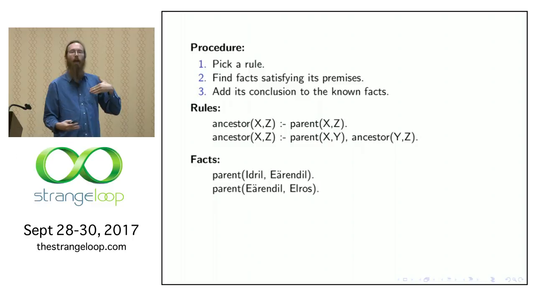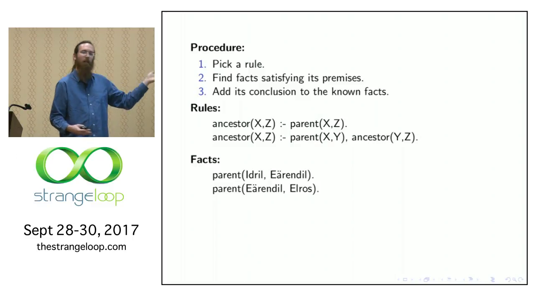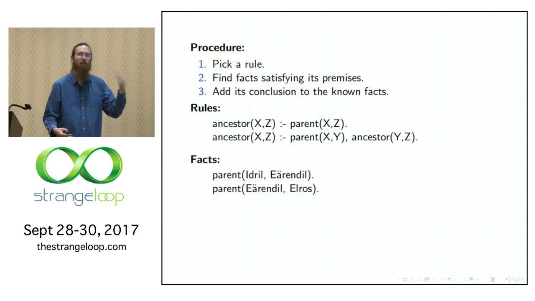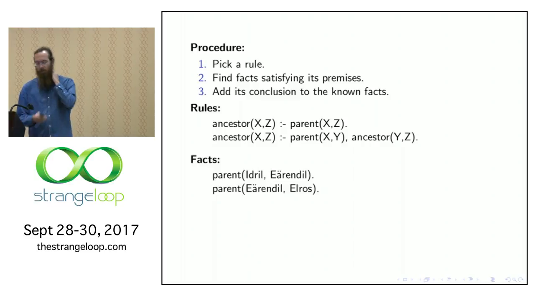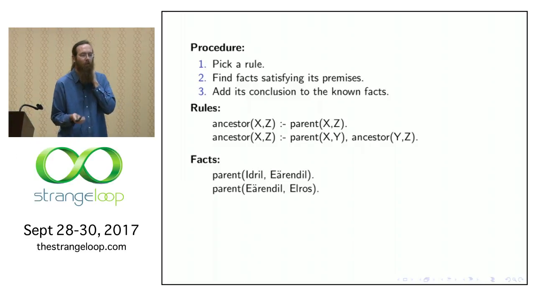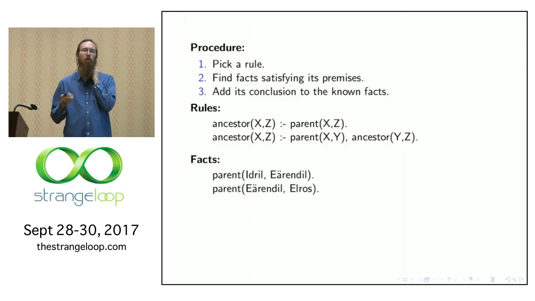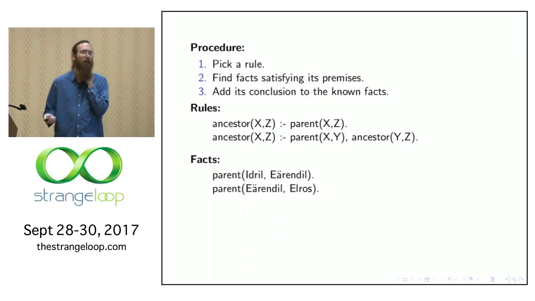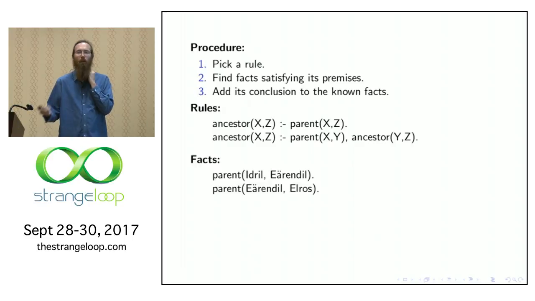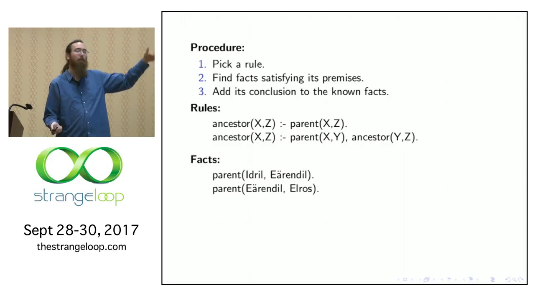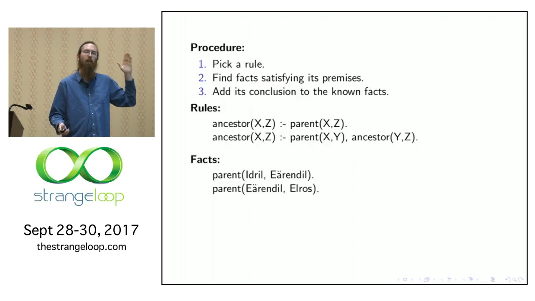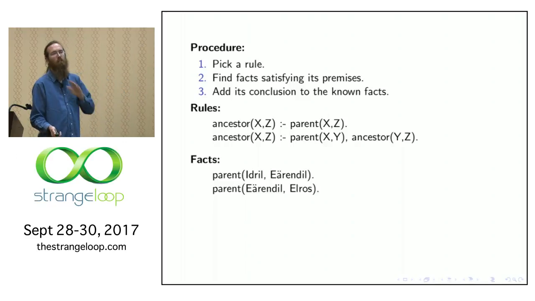And we're going to start with just two facts that tell us that Idril is the parent of Earendel, and Earendel is the parent of Elros. So before we start, what should the result look like at the end? What are all the ancestry relationships here? Well, Idril is an ancestor of Earendel, clearly, and Earendel is an ancestor of Elros. That's just because they're parents. And there's a grandparenthood relationship here. Idril is the grandparent of Elros, so we should also have that Idril is an ancestor of Elros. So that's what we should figure out.